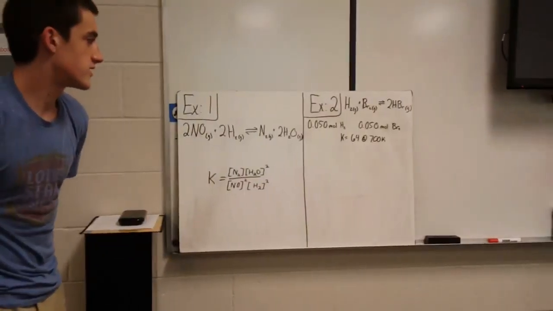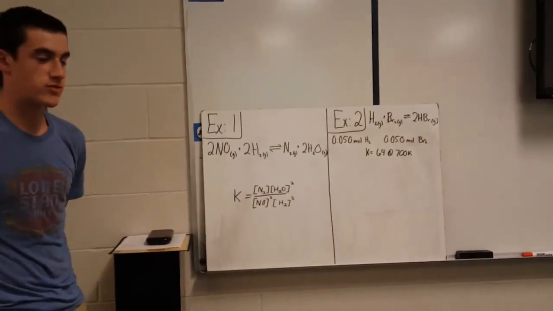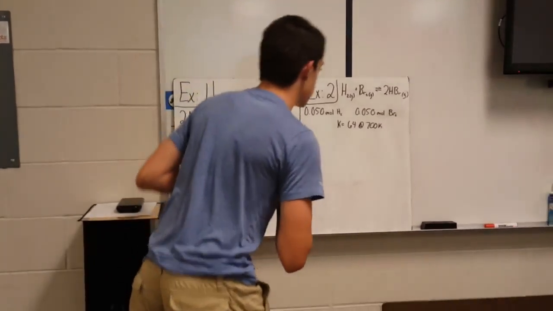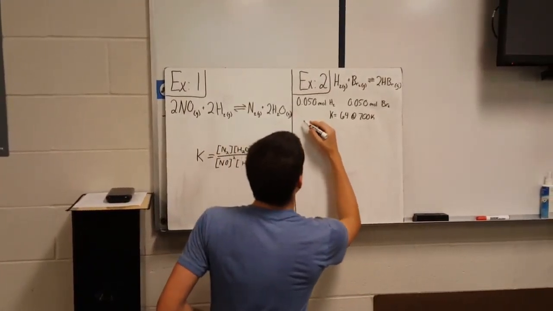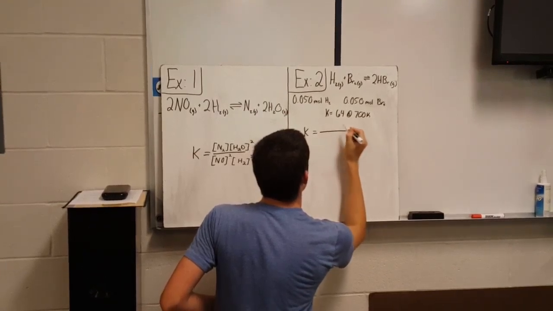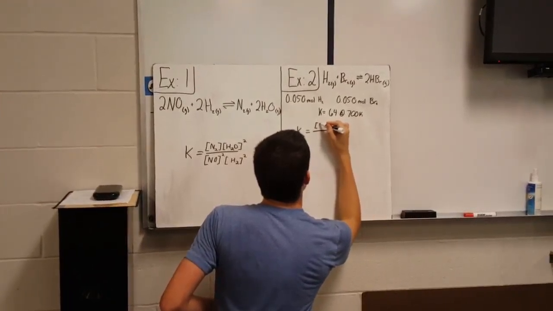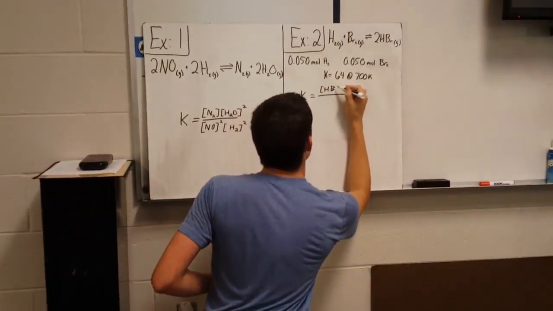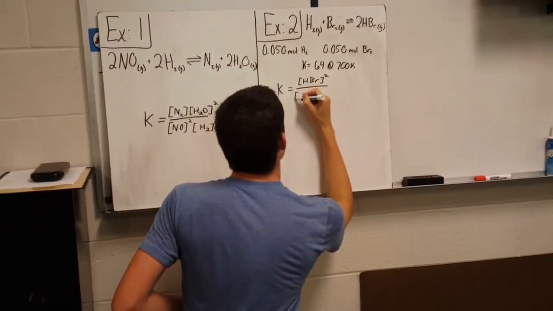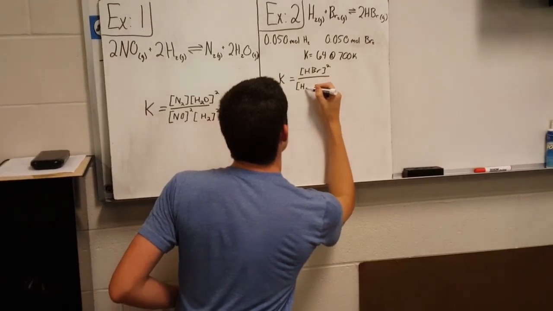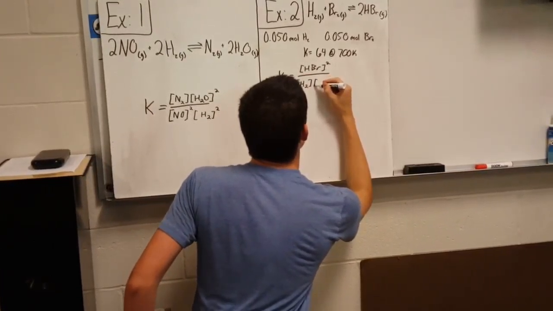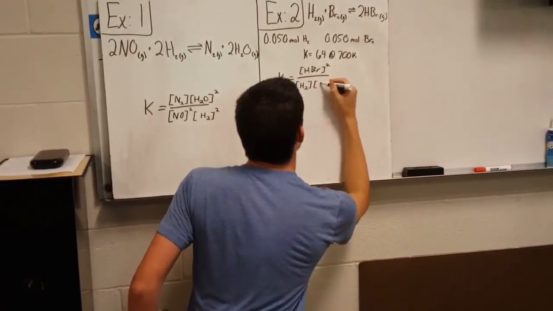The next problem wants us to find the concentration of hydrogen bromide. To do this, we must first write the equilibrium expression for this problem, which is K equals the concentration of hydrogen bromide squared over the concentration of H2 times the concentration of Br2.